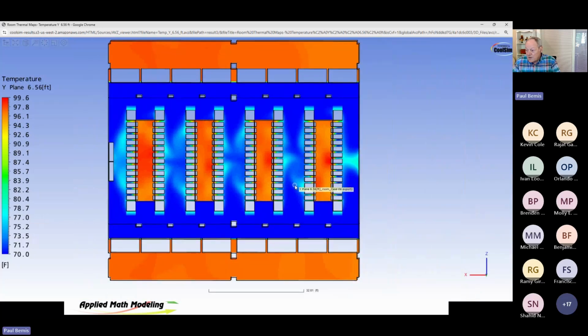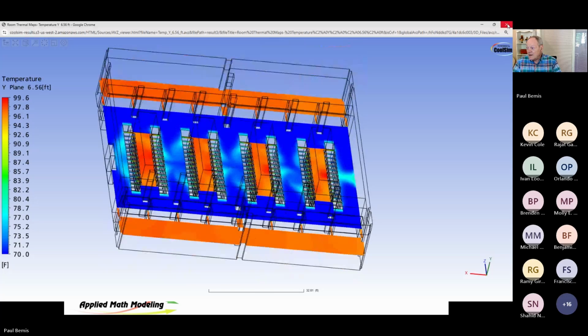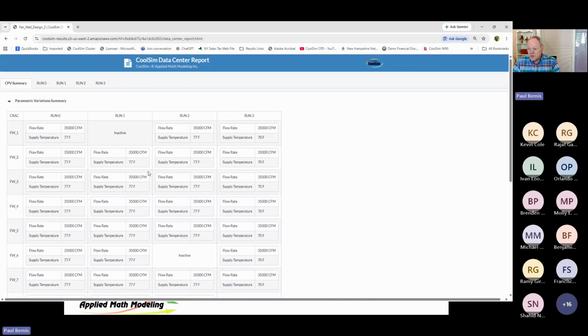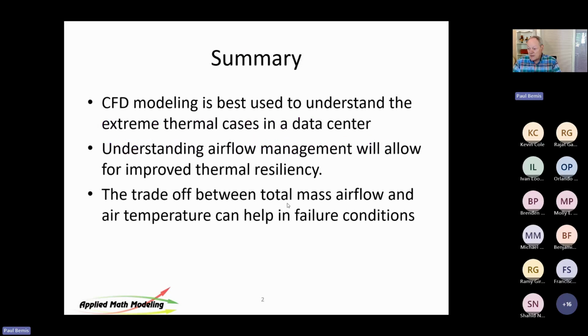So I wanted to just go through this with you today. That's about it. It's been an hour. If there are questions, I would take questions from anybody in the audience. If you want to type them in to the Q&A or ask anything, that is fine. But you today have these outputs that you can look at on your own. You can always send us questions if you would like. What it does for you is allow you to understand the extreme cases and the flow management in the room. And making trade-offs between mass airflow and temp can help in failure mode conditions.